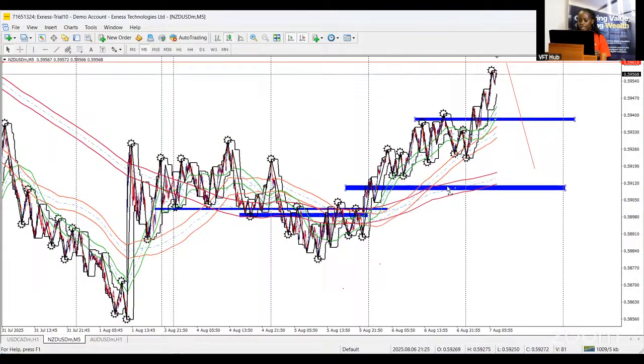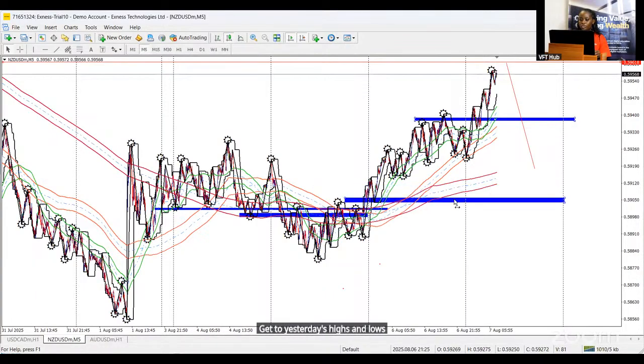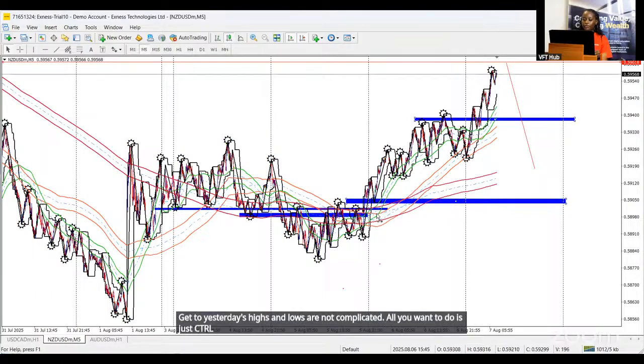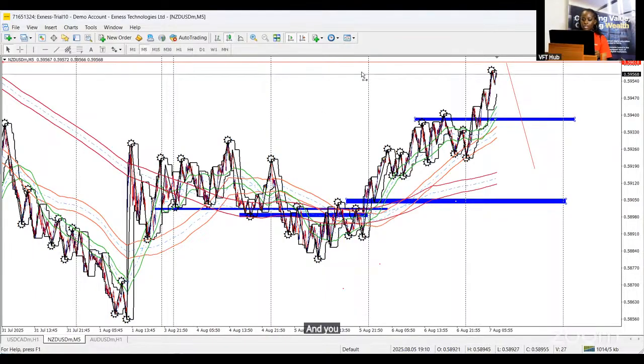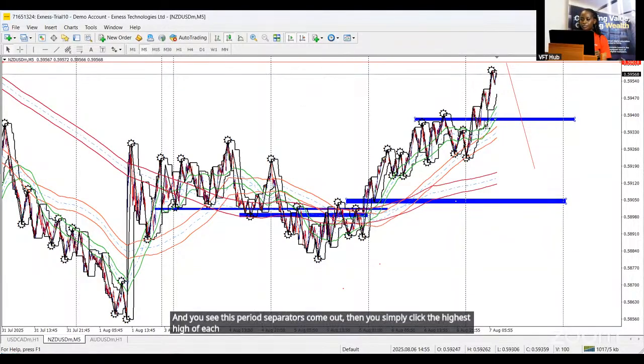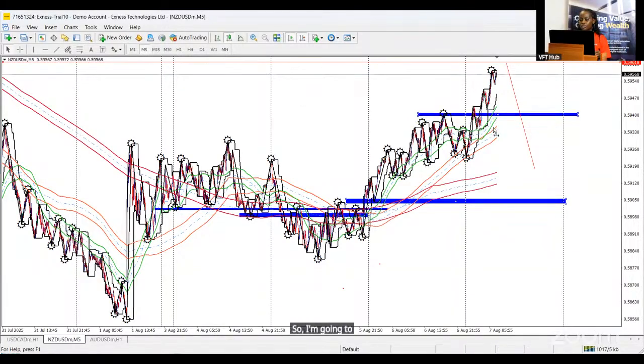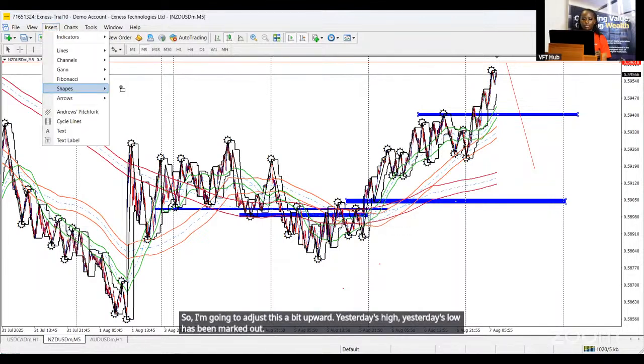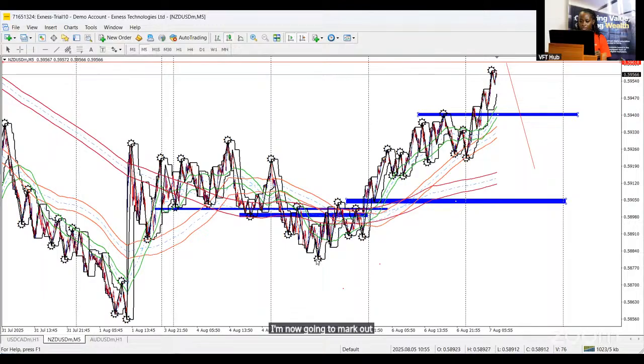Getting yesterday's highs and lows is not complicated. All you want to do is just press Control Y on your MT4 platform, and you see these period separators that come out. Then you simply click the highest high of each day, right? So I'm going to adjust this a bit upward. Yesterday's high, yesterday's low has been marked out. I'm now going to mark out day before yesterday's low right here and day before yesterday's high.